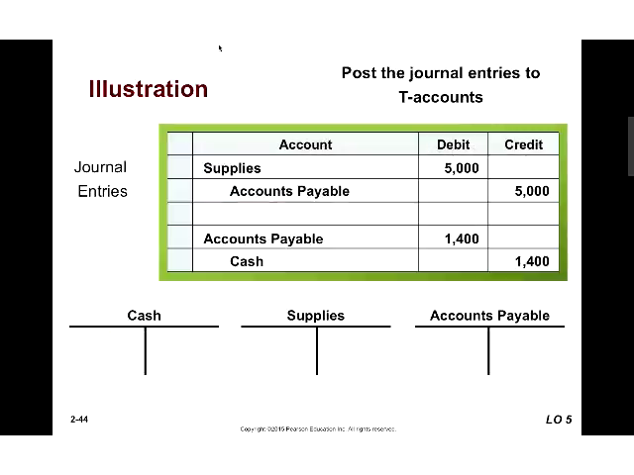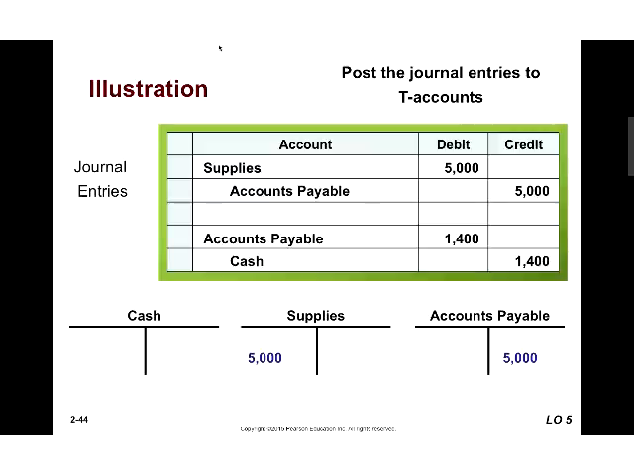Now we've moved the journal entries up, and now we have the three accounts that are affected by these journal entries. So first of all, supplies gets a debit for the $5,000. I'm just starting at the top here. So supplies, debit for $5,000. Remember, debits are on the left, credits are on the right. Accounts payable gets a $5,000 credit.